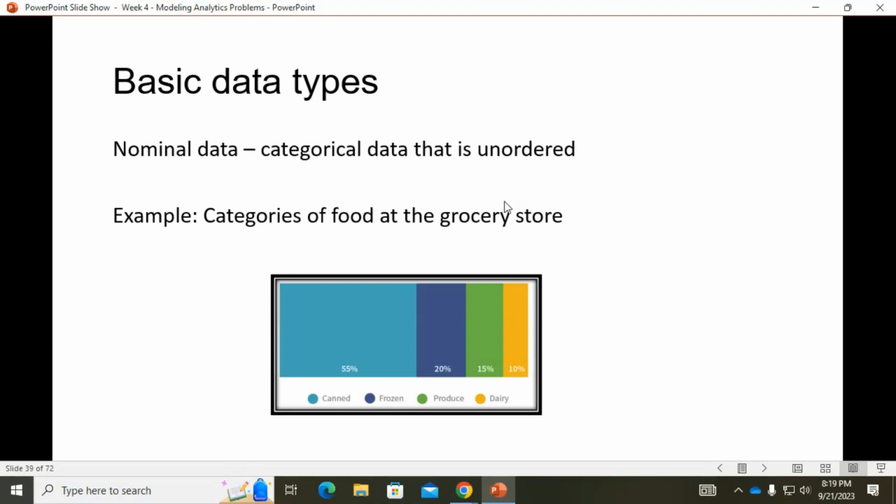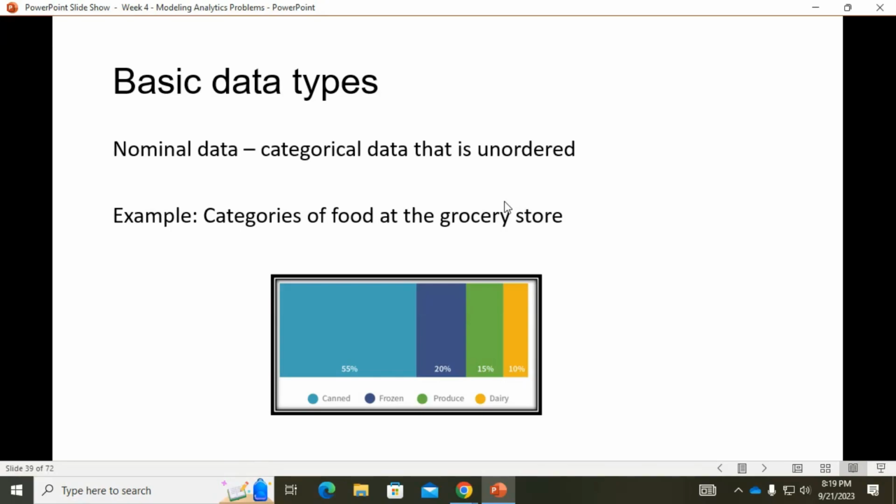I don't know. You tell me. Is it obvious or no? Yeah, it's not ordered, right? I mean, you could impose order on it by saying I'm going to put it in alphabetical order, but as it stands, they're just categories that exist. So categories that are unordered, that's nominal data.